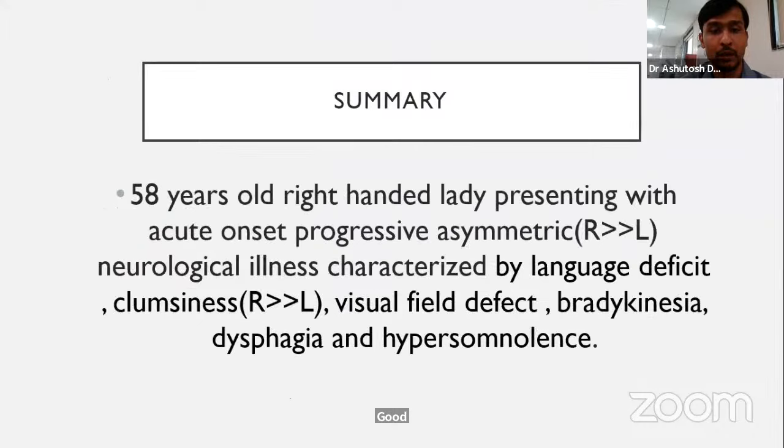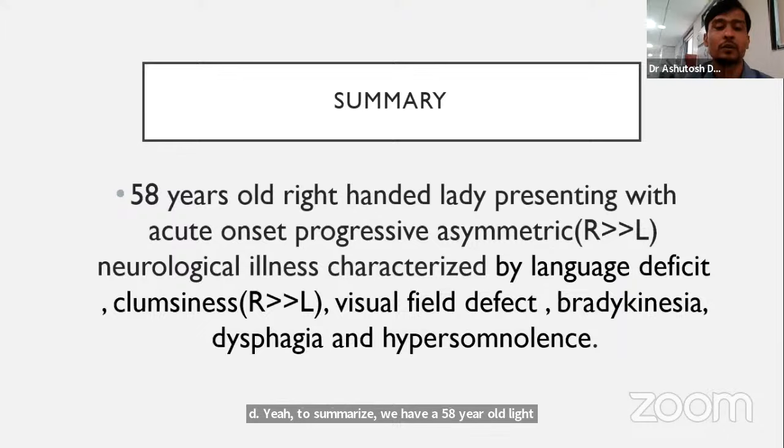To summarize, we have a 58-year-old right-handed lady presenting with acute onset, relatively rapidly progressive, asymmetric, right significantly more than left, neurological illness, characterized by language deficit, clumsiness right more than left, visual field defect, bradykinesia, dysphagia, and hypersomnolence.